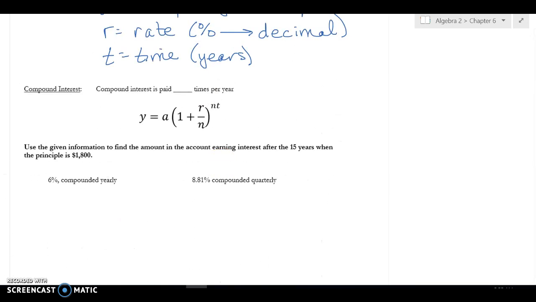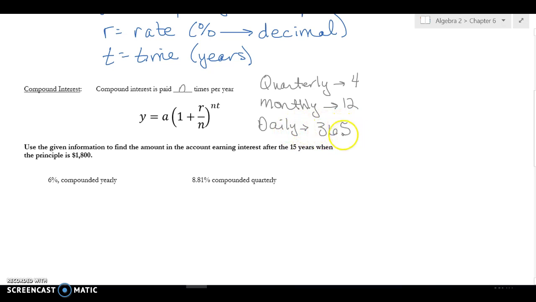Okay, the last thing we have is compound interest. And compound interest is paid n times per year. So there's different words we need to know. We need to know if it's quarterly. That means it happens 4 times a year. If it's monthly, 12 times a year. Daily, 365 times a year. That's what n is. These things are n. How many times a year it's compounded.